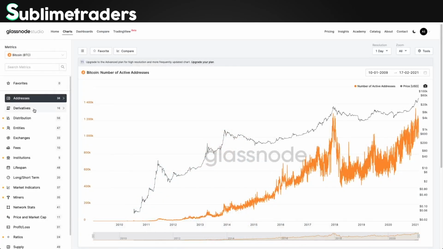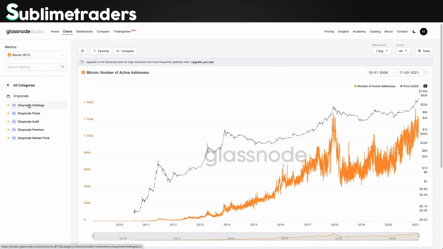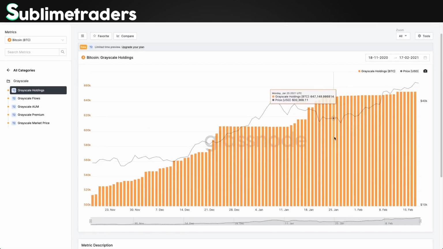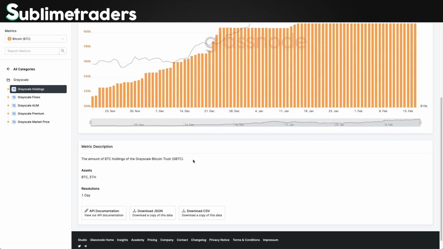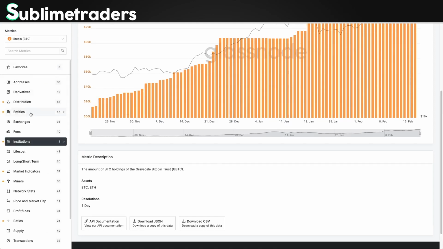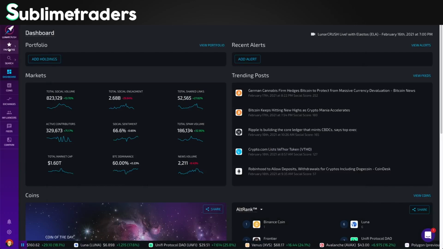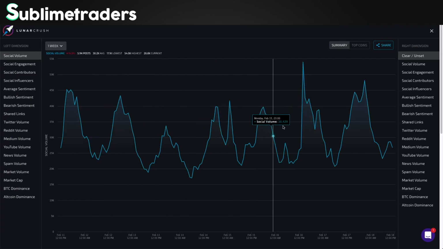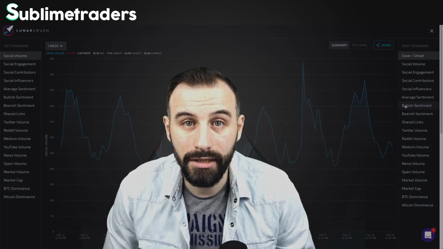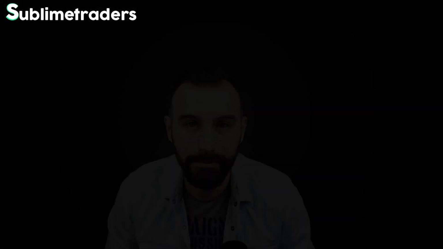Glassnode is a very complex tool that you can use for fundamental analysis. It can calculate market caps and volumes and institutional investments. A lot of data are available on this site, and Lunar Crush can really show you the social metrics of a given coin. This is a very important part of the checklist and should be also considered carefully.